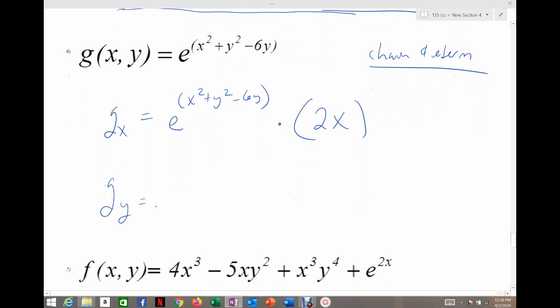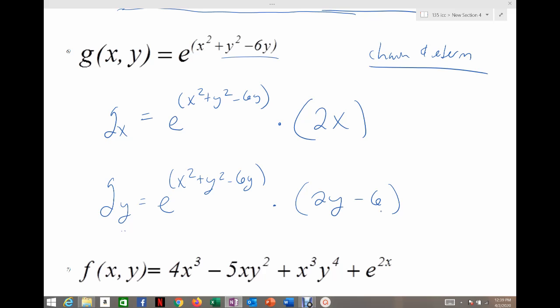Now with respect to y, the first step's exactly the same. Write down the e term without changing anything about it. But then you're not done yet. The chain rule is I take it times the derivative of the inside. Now it matters which variable I'm looking at. I take the derivative of the y parts. There are two y parts. There's the y squared and the negative 6y. So I'm going to get negative 2y minus 6. That is the second part, and there's my two derivatives for my g of x, y function. Now my next example.